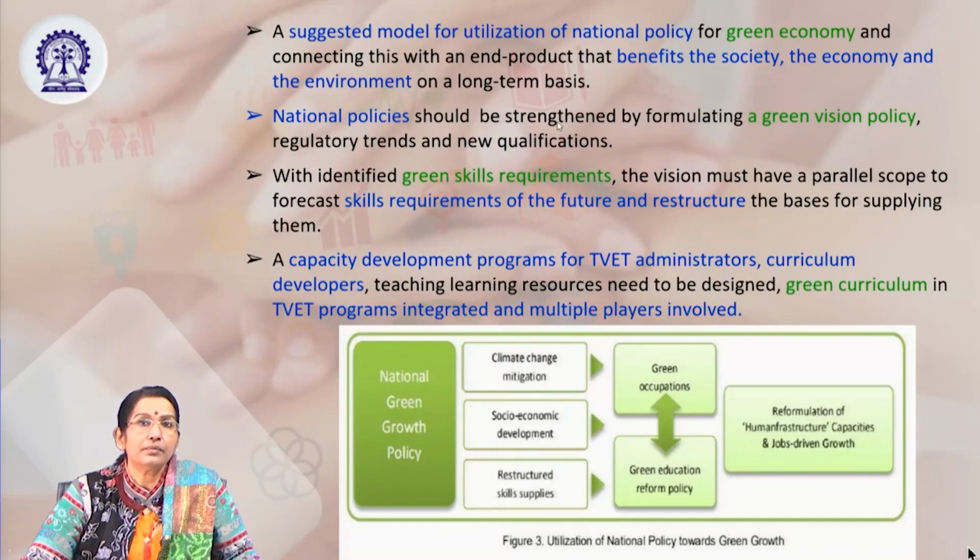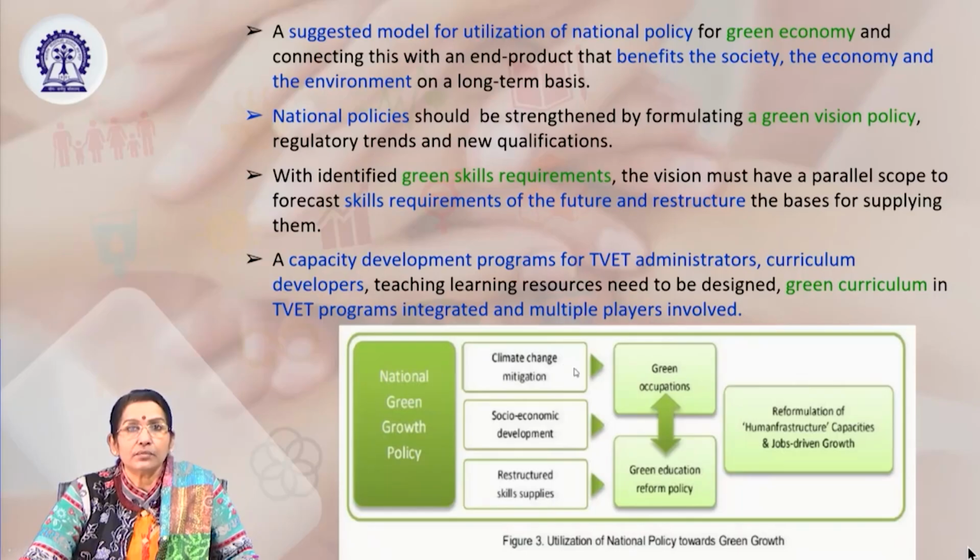So, the national policy should be strengthened by formulating a green vision policy, regulatory trends and the new qualification for this kind of things, green skill requirements, that is skill requirements for the future, and the restructure of the existing thing. Then the capacity building programs for TVT administrators, curriculum developers, teaching learning resources required, then TVT programs integrated in the multiple players involved. Here we can see the first thing, for example, is the national green and growth policy.